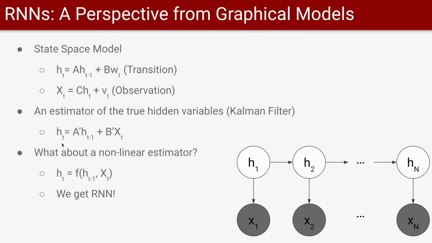So if we imagine, what about, let's say, instead of a linear relationship, what about having a nonlinear estimator, right? We take in the hidden state of the previous time step and the input of the current time step, and we take some kind of nonlinear function. Let's say we add some nonlinear activation function. In this way, we actually get recurrent neural networks, right? Does that sound interesting?